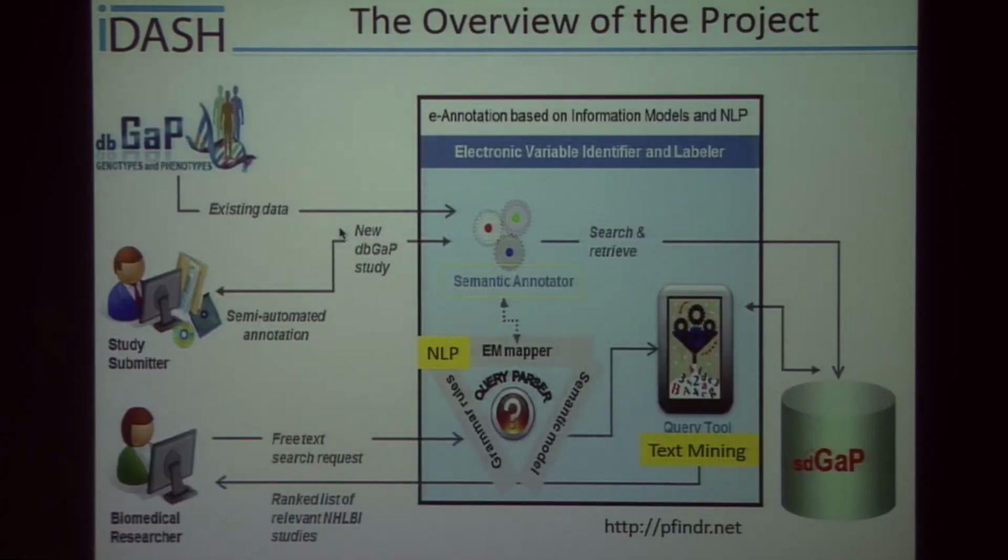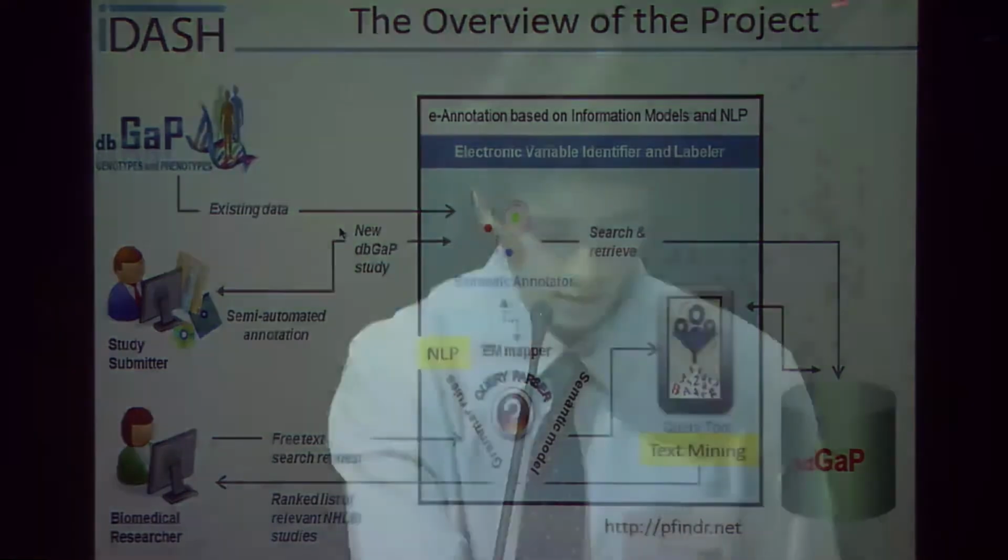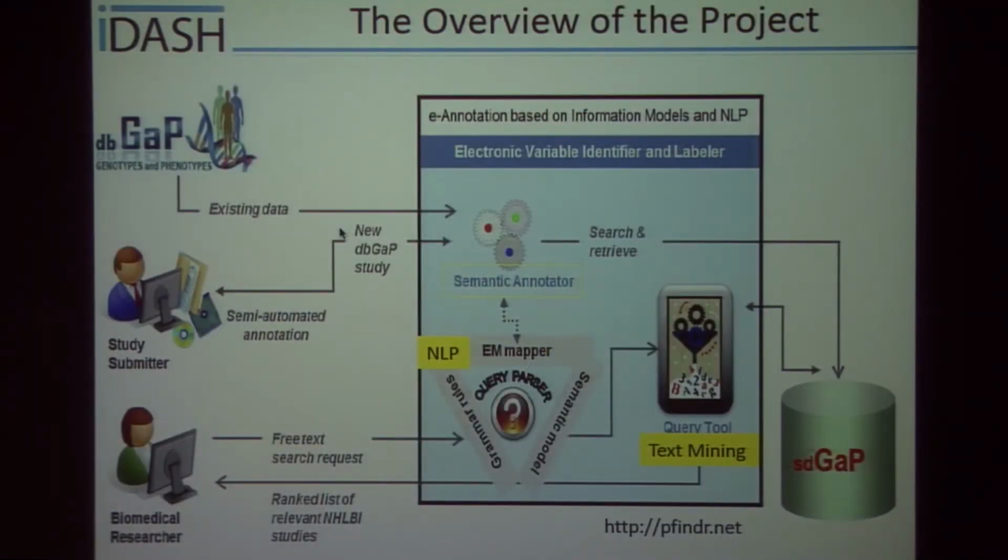And for the visual learners, I provided this diagram. We at the project began with the existing data and submitted studies in order to kickstart our system, in the hopes that a biomedical researcher might be able to use free text searches to retrieve the information they're looking for. And so the next couple slides will go into the tasks that went into the development process of parts of the system, namely the semantic annotation process and the information retrieval process.